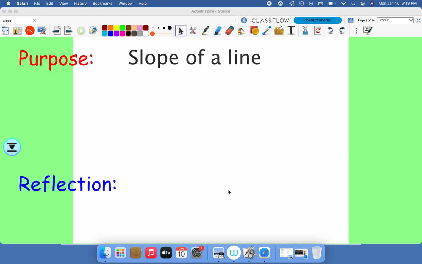Slope of a line. If you write that down, you can. Again, you can fast forward this or stop and copy it to your notebooks.